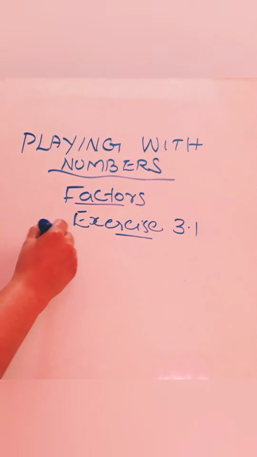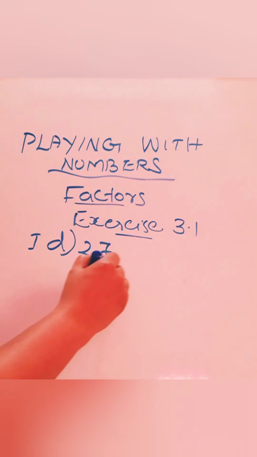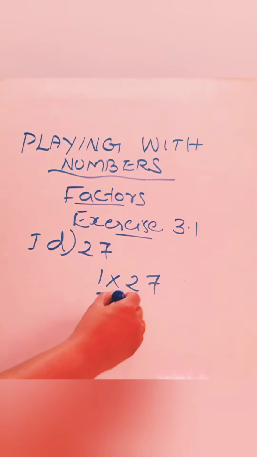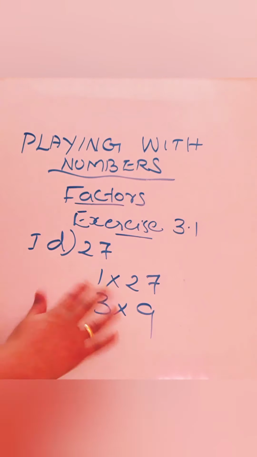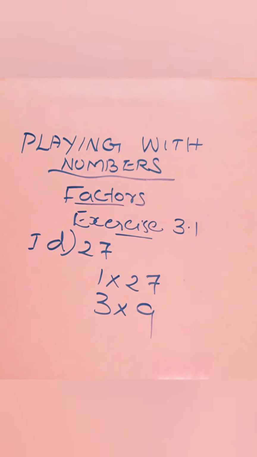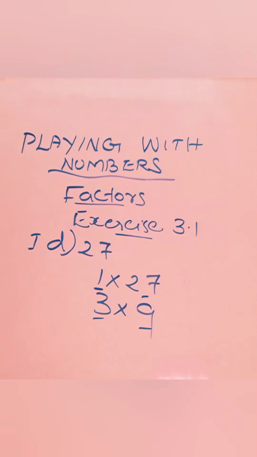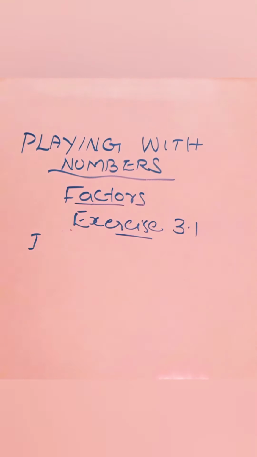Next question number D, 27. 1 into 27. 2's table no. 3 into 9. So these are the only factors. 4, 5, 6, 7, 8, 9 we have already written. So factors of 27 are 1, 3, 9 and 27. Now these are all simple questions, and we have also learned them in smaller classes. That's why I am moving fast.